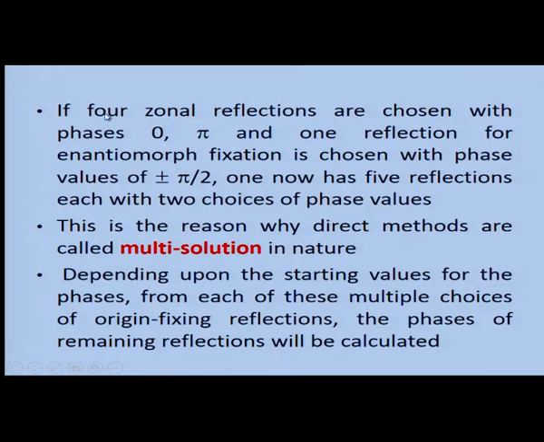Whenever a reflection has a 0 in its HKL, that reflection can have only phases 0 or pi. But when you invert the reflection, that will also have a value of 0 or pi only. To avoid that, you take some more reflections and assign a value of plus or minus pi by 2. This is known as enantiomorph fixation. This also we will see later.